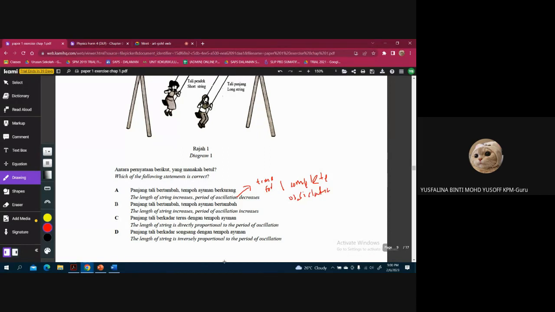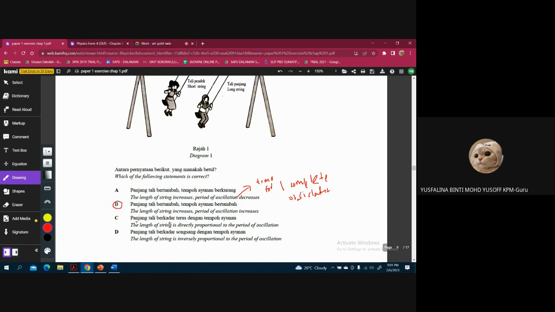Okay, so when you increase the length of the pendulum, you can see it moves slower, right? So it means it takes a long time to make one complete oscillation. So A is wrong. The length of string increases, the period of oscillation also increases. Yes, the answer is B.